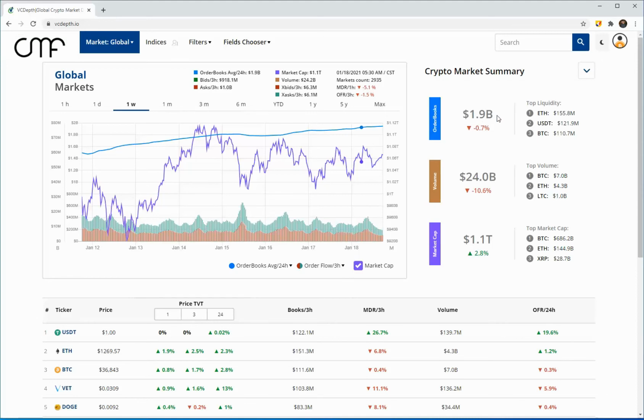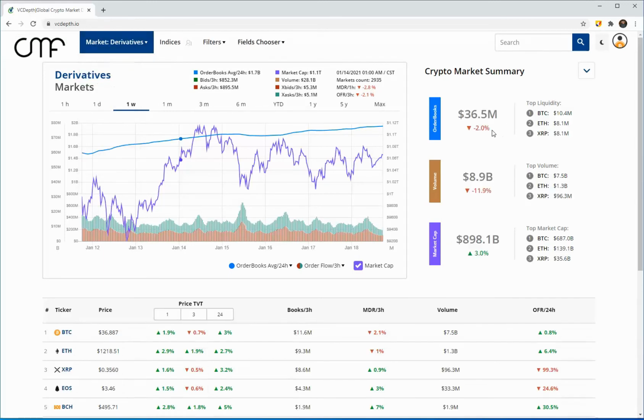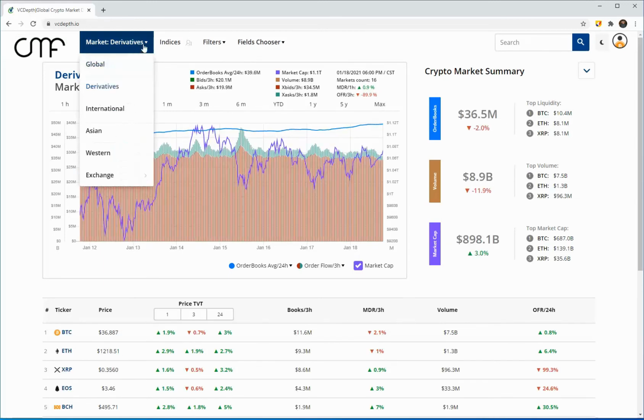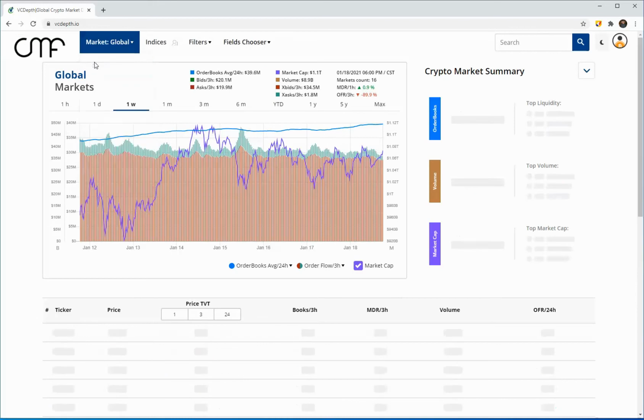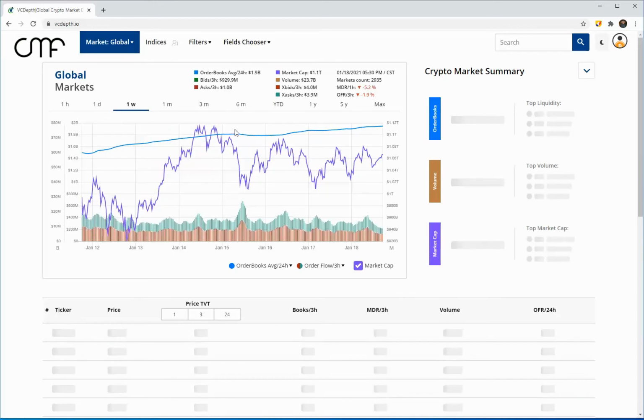On this default panel that we are on, we can see the current liquidity, volume and market cap of the combined global crypto market. This panel also shows the top 3 assets in each metric. Also, this is different by market. For example, if I choose the derivatives market, we will see different values specific to the derivatives market. Let's take a look at some of the other information panels on the front page.